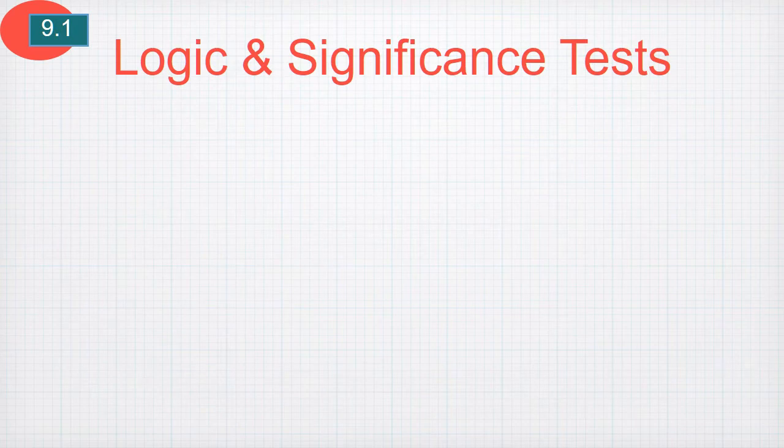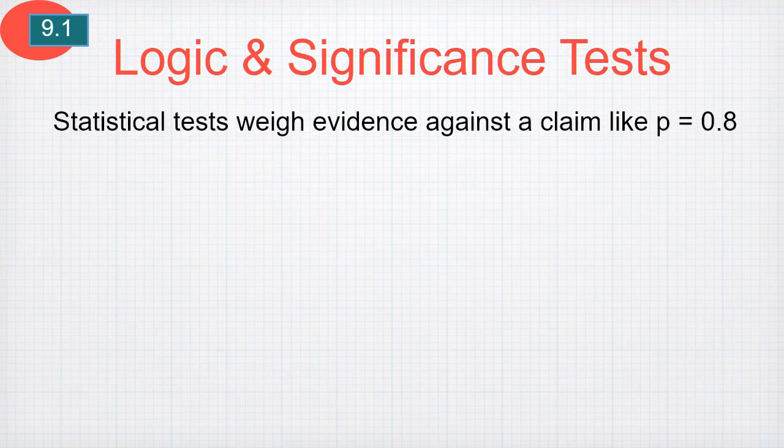Okay, so essentially what we're doing here is taking a statistical test, and the statistical test weighs the evidence against a claim. Now this is very important: against a claim. So we're not trying to prove that something's true, essentially we're trying to prove that it's not. So we make some claim, like you can shoot a free throw 80% of the time, and our job is to prove that you can't, essentially.